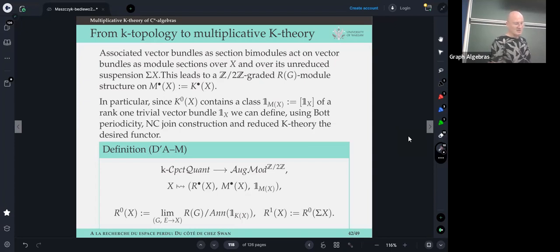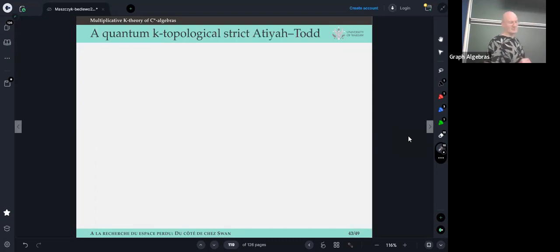And then, using many things like Bott periodicity, the non-commutative join construction of Baum, Dąbrowski and Ludin, we are proving that M is a module. So R of X is a Z2-graded ring, and M is a module. So it's a triple of the kind I was talking about.